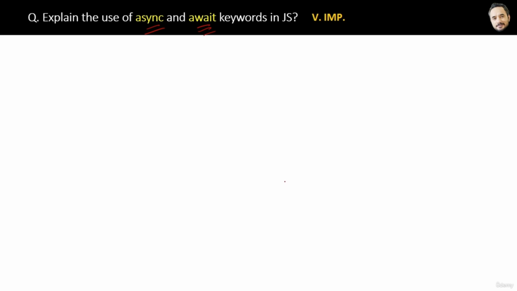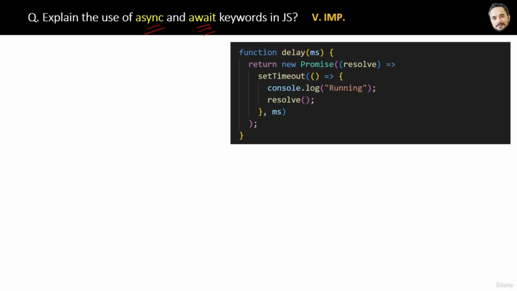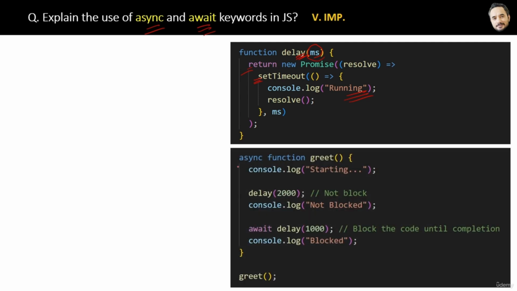Okay. So here is the code where one function, delay, accepts milliseconds as a parameter and then returns a promise which prints this running statement inside the code by the setTimeout asynchronous function. Now let's see the async await code. Here is an async function greet.